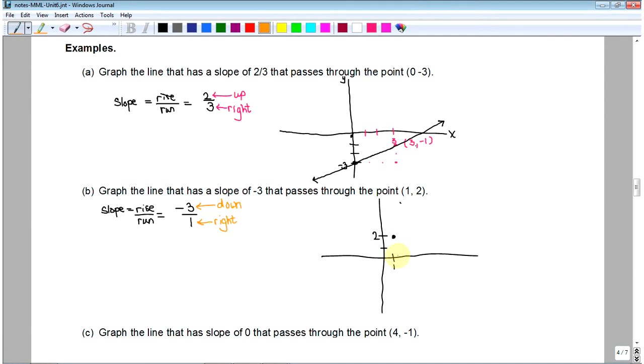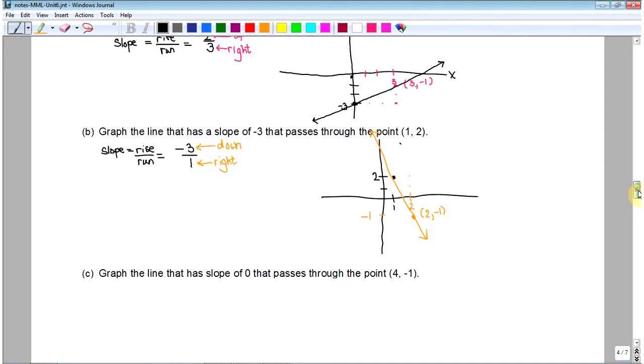So if I move to the right 1 space, that's going to take me to an x value of 2. But if I move down 3 spaces, that's going to take me down to a y of -1. And now we just need to connect those 2 points. And that gives us a rough idea of what that graph will look like. Okay, so we found a second coordinate at (2, -1).